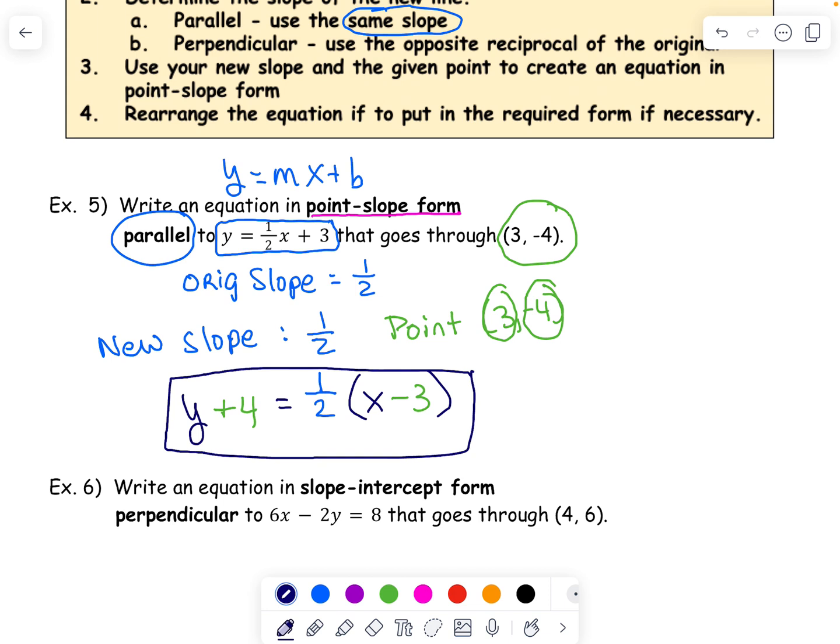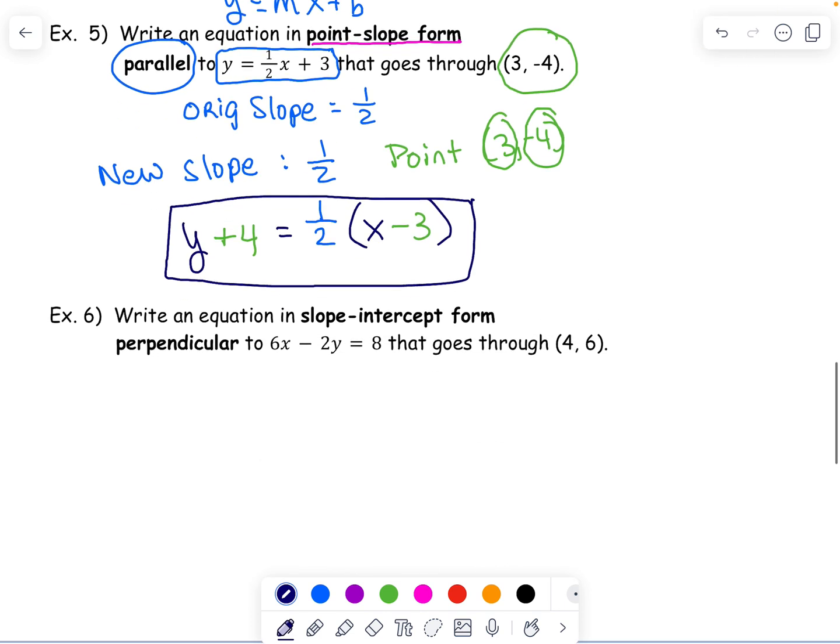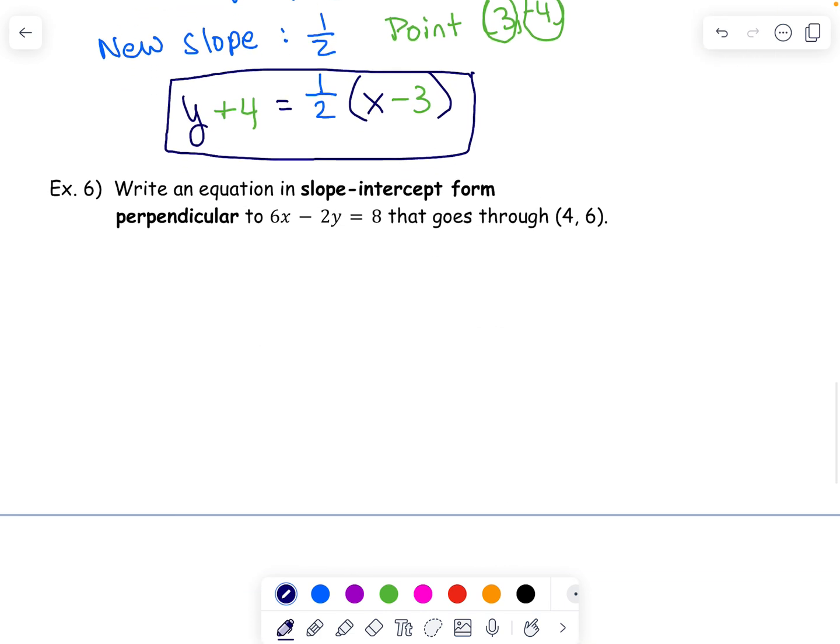Okay, cool. So now we're going to go through these steps, right? We're going to rearrange if we needed to, but we didn't need to because we actually put it into point slope form, right? So the last step was just rearrange if necessary. We didn't have to do that, okay? All right, so let's look at our next one.